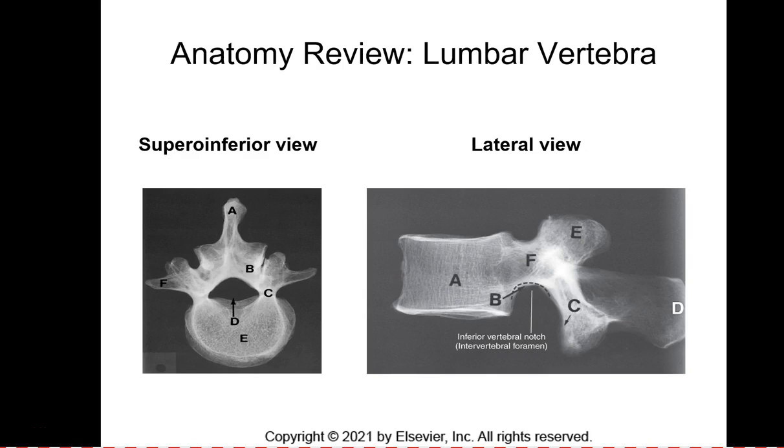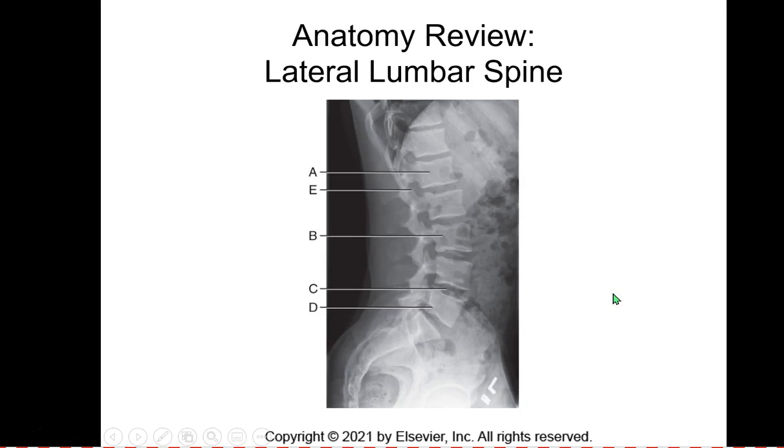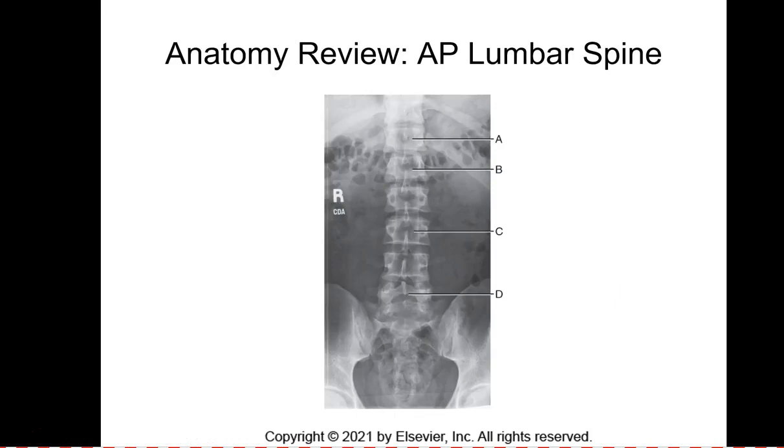All right, so I want you to pause your slide here and identify the anatomy in both the superior view and the lateral view. The answers are in the notes of this PowerPoint, or you can find them in your textbook. Once you're finished with this slide, you can move on and identify the anatomy in the AP lumbar spine, the lateral lumbar spine, and then another AP. Okay, good luck.